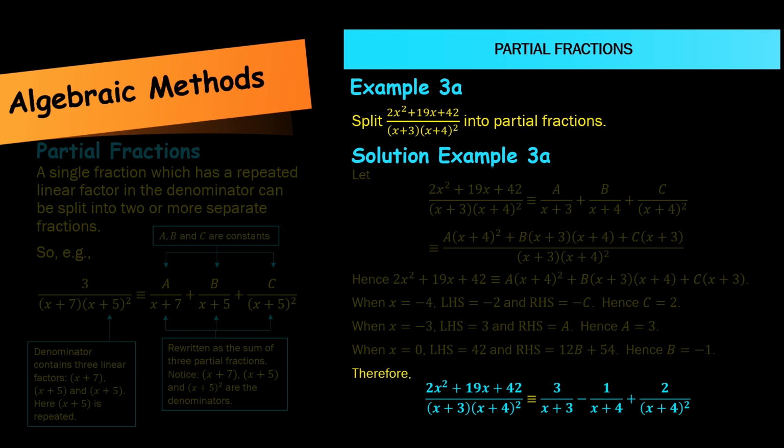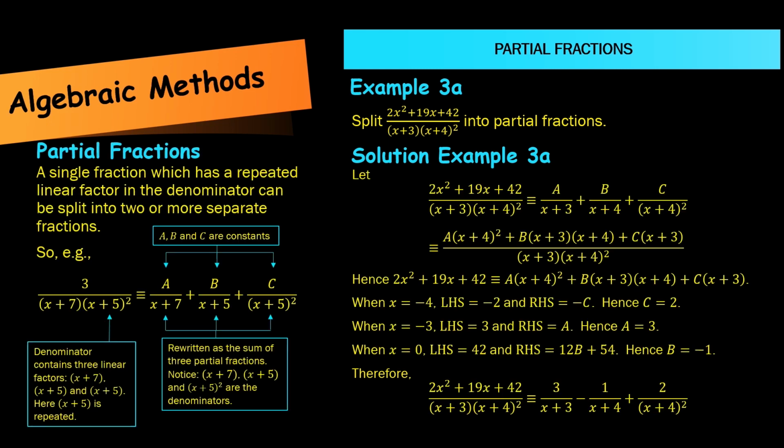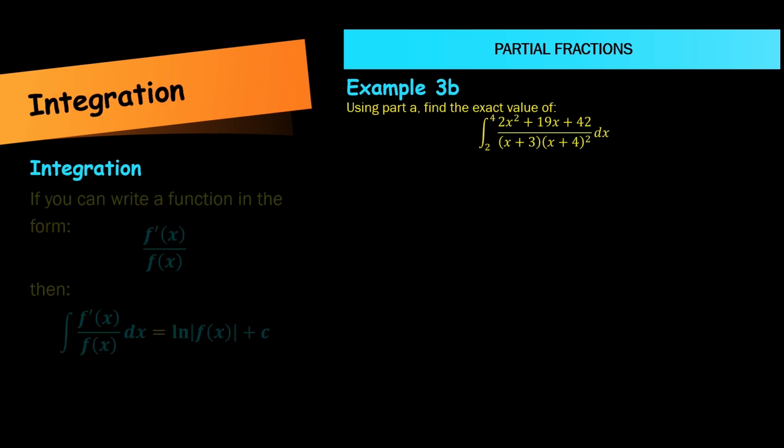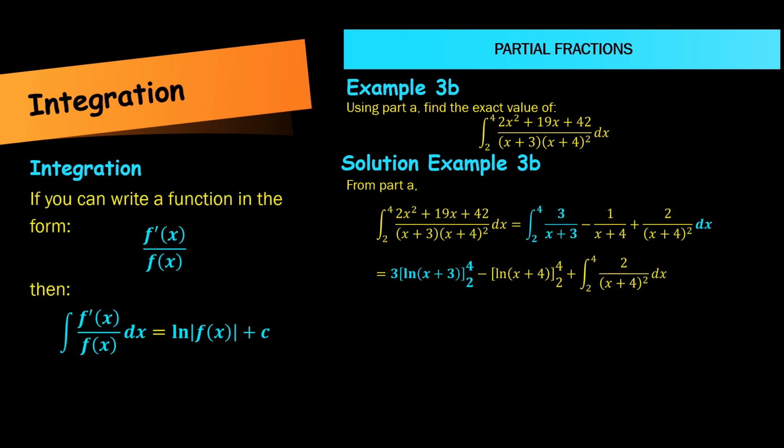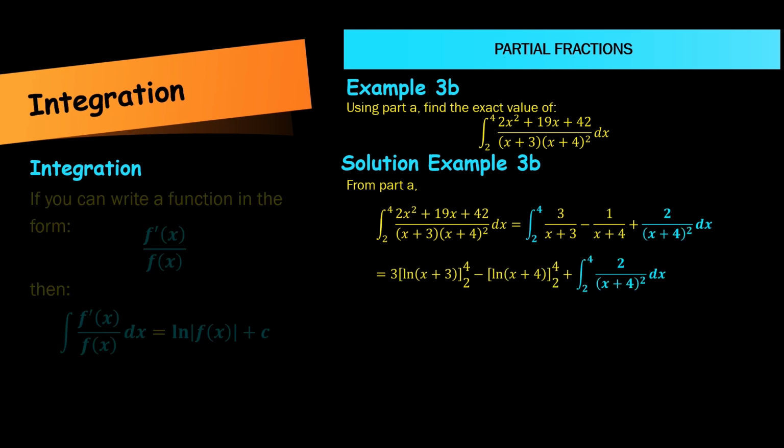We are now going to use part A to help us solve part B, as shown on your screen. So let's solve this. Our integral can be expressed as shown from part A. This integral can be written as 3 ln x plus 3 between the limits 2 and 4 minus ln x plus 4 between the limits 2 and 4 plus the integral of 2 over x plus 4 squared between the limits 2 and 4.